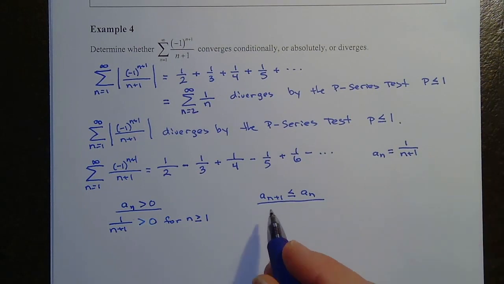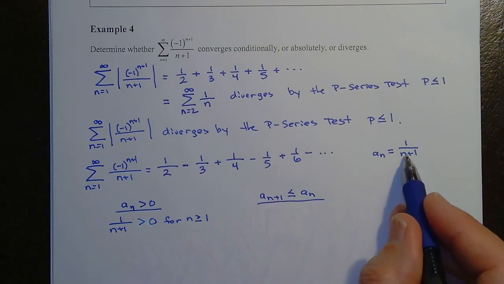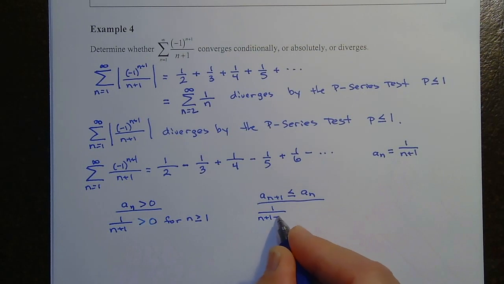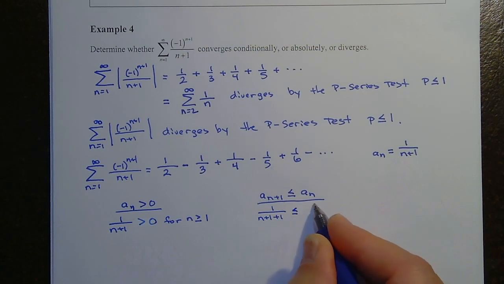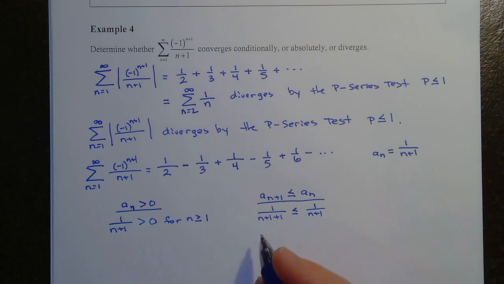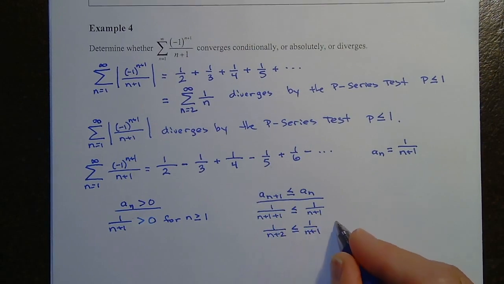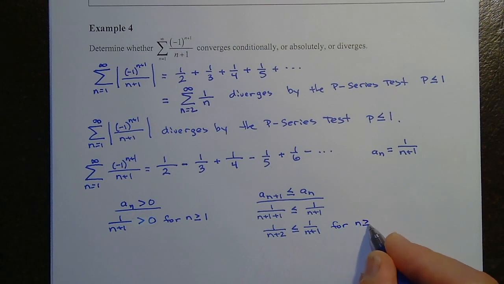Okay, so what do I know about this? a sub n plus 1 would be, we're going to put n plus 1 in here for this n. So that'd be 1 over n plus 1 plus 1, and that has to be less than or equal to 1 over n plus 1. So this would be 1 over n plus 2, which is less than or equal to 1 over n plus 1. This is always going to be less than or equal to this one, because this denominator is larger than this denominator, which makes this fraction smaller than this fraction, right? And so this is true also for n greater than or equal to 1.